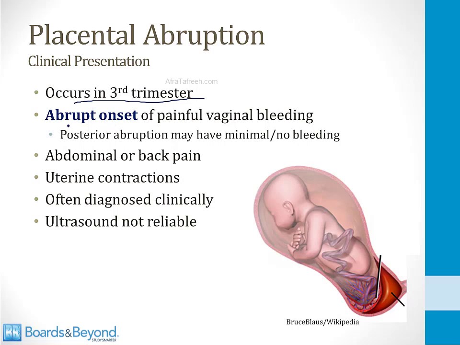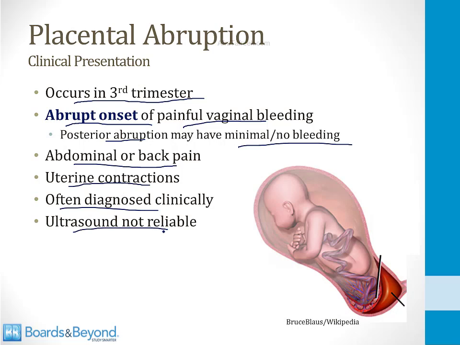The clinical presentation of placental abruption usually occurs in the third trimester. The classic presentation is the abrupt onset of painful vaginal bleeding. Now, in actual practice, a posterior placenta may abrupt with minimal or no bleeding, but in a board question, it's usually going to be the abrupt onset of painful vaginal bleeding. There may also be abdominal or back pain. The uterus will begin to contract and the woman can feel this, and it's often diagnosed clinically. Ultrasound is not reliable, and because it's life-threatening, the baby needs to be delivered immediately.